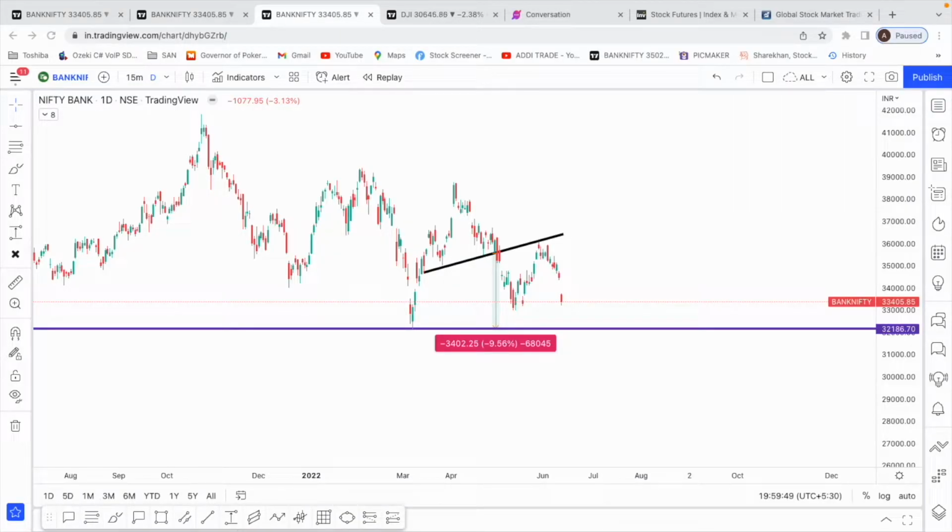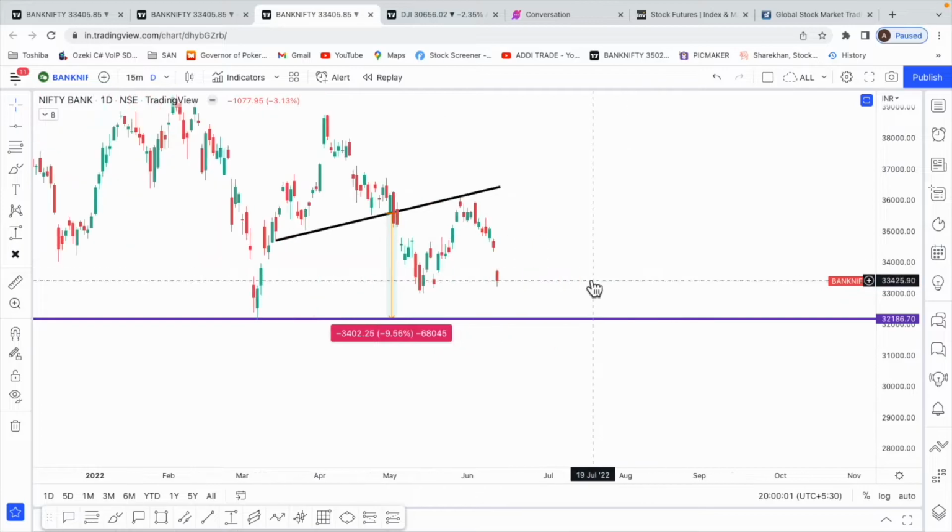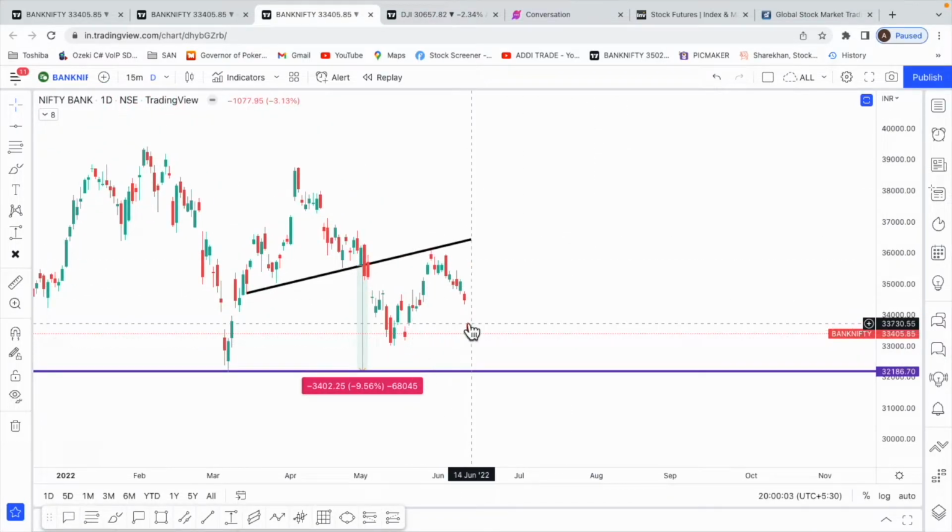Today we're going to be seeing the Nifty and Banknifty levels for 14 June. What I've opened here is the daily chart of Banknifty. Just wanted to show the candlestick that is formed in the daily chart. We have a nice bearish candle after a huge gap down today.